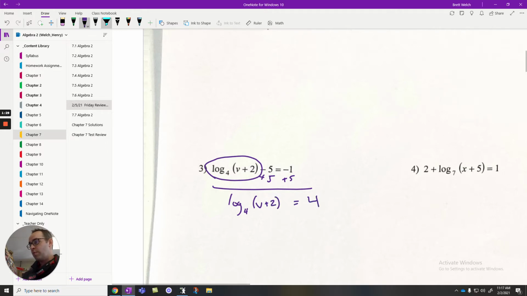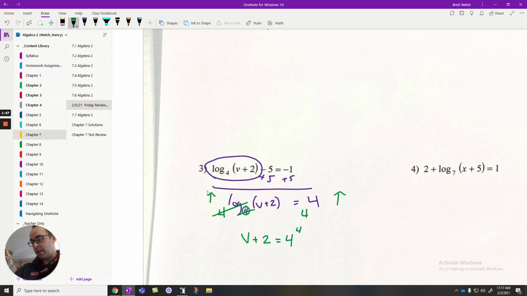Now, I want to remove the logarithm. To remove the logarithm, we're going to lift the whole thing up to an exponent position, and slide underneath it a base. Now, the base needs to match the base of the logarithm. So I'm going to do base 4 on both sides. On the side with the logarithm, my logarithm and base will cancel, leaving me with v plus 2 equals whatever this is, which is 4 to the 4th.